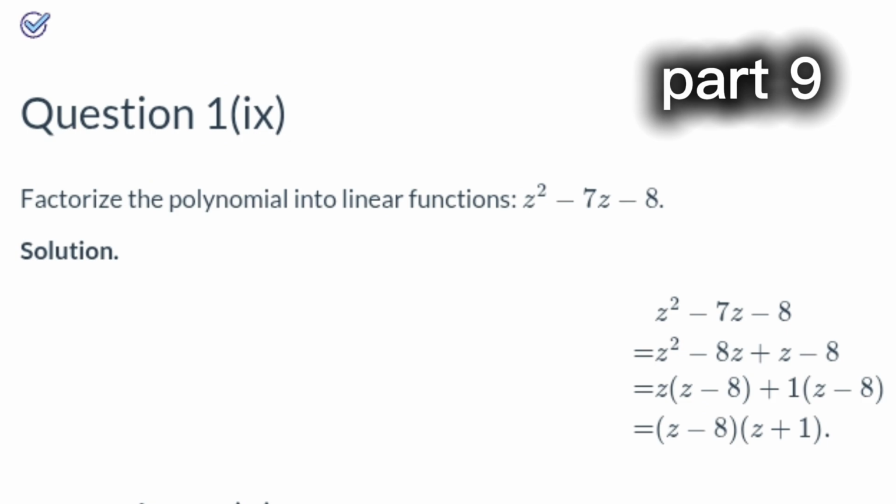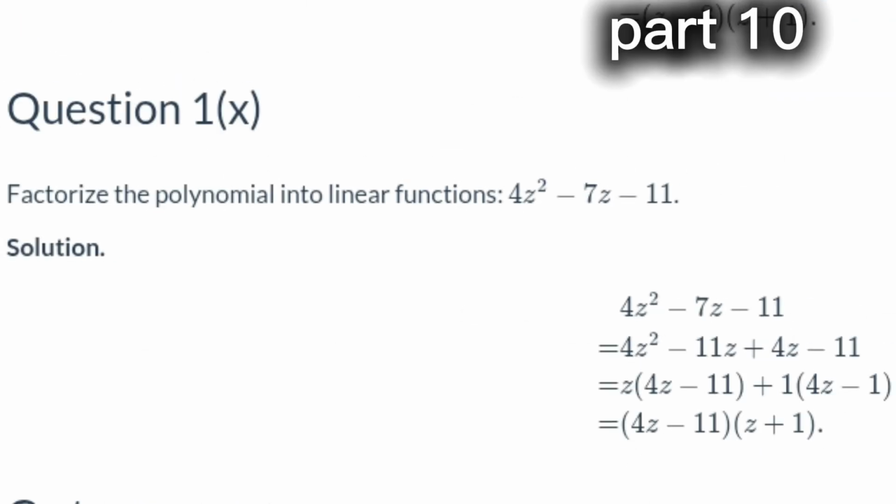Factorization. We look for two numbers that multiply to -8 and add to -7. These numbers are -8 and +1. Factor by grouping. We rewrite the middle term: z² - 8z + z - 8. Final linear factors. The solution is (z - 8)(z + 1).